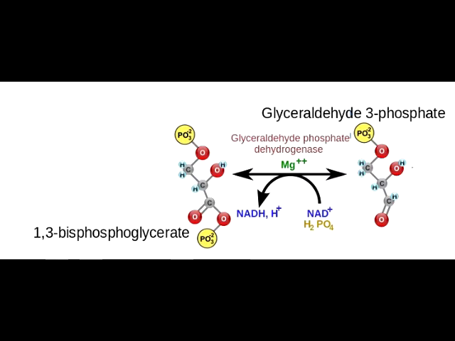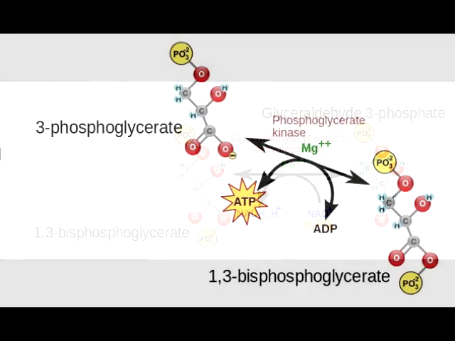So glyceraldehyde 3-phosphate is going to next be converted to 1,3-bisphosphoglycerate, and that's done by glyceraldehyde phosphate dehydrogenase. And here you're going to see NAD+ receiving a hydrogen, and it's going to be a dehydrogenase reaction, so it's the loss of hydrogen. And that takes glyceraldehyde 3-phosphate via glyceraldehyde phosphate dehydrogenase to 1,3-bisphosphoglycerate.